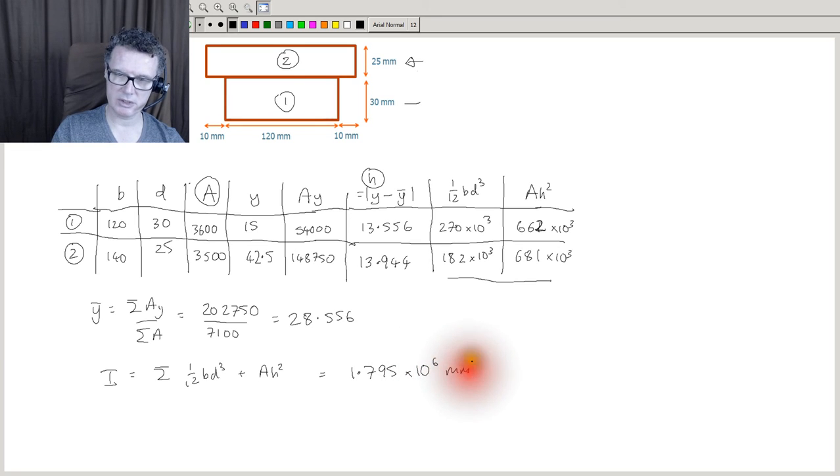That's in millimeters to the power 4, easier to work in millimeters. And then if I wanted to make that into meters, remember meters is going to be to the power 4, so we're going to reduce this by 10 to the power 12. So that would become 1.795 times 10 to the minus 6. Okay, solved. Let's check that out.